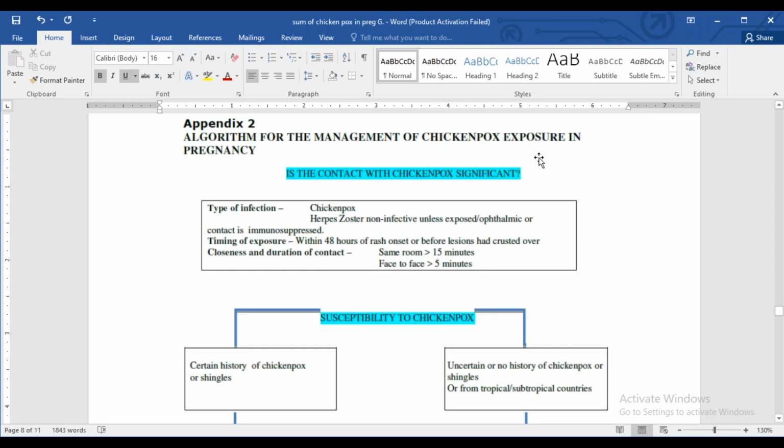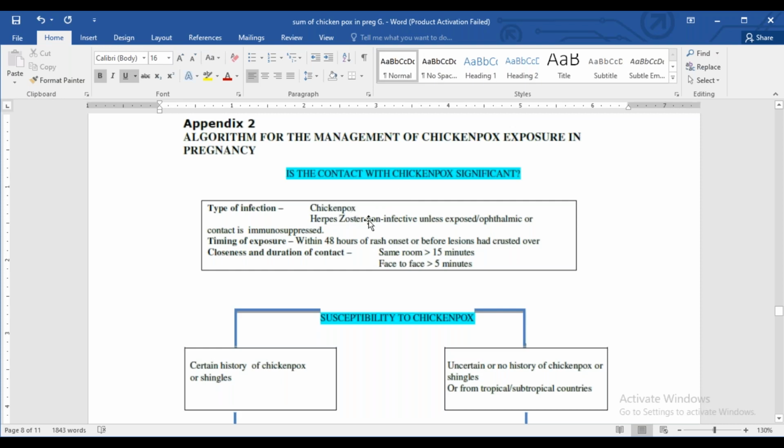The management of chickenpox exposure in pregnancy. Okay, we have to ask here about certain points. Is her contact with chickenpox significant or not? Because some patients are just worried because some neighbor had shingles, like thoracic shingles or whatever, and she crossed over the door 2 days ago. You have to ask about exposure. Was she exposed to a significant infection or not?